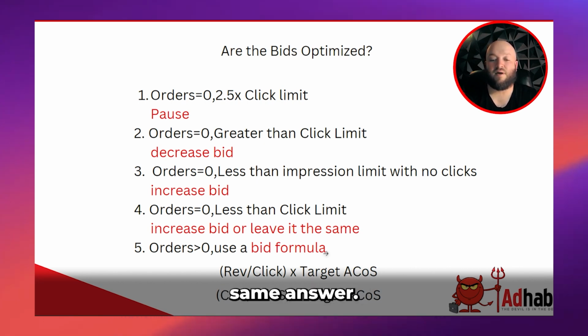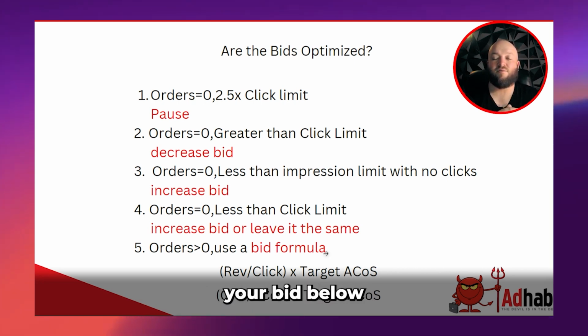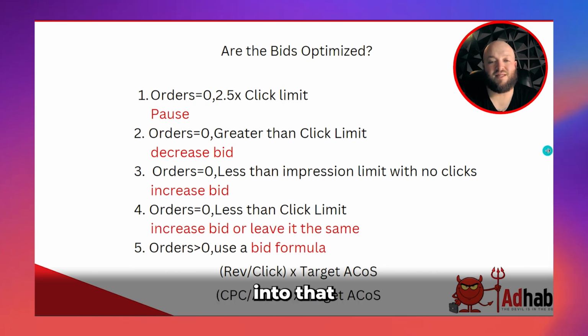It's going to give you the same answer. Now, in general, as long as you increase your bid above your cost per click when you have a good ACoS, and decrease your bid below your cost per click when you have a bad ACoS, you're going to get pretty good results as long as you don't drastically change them too much. You don't want to make huge increases or decreases. You want to iteratively go through that. And I do want to go into that next here.